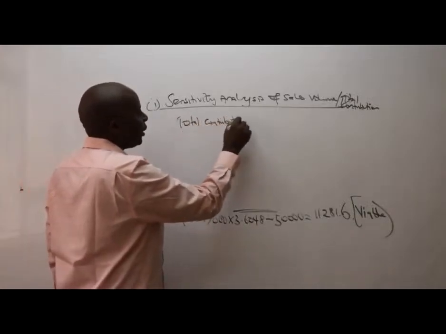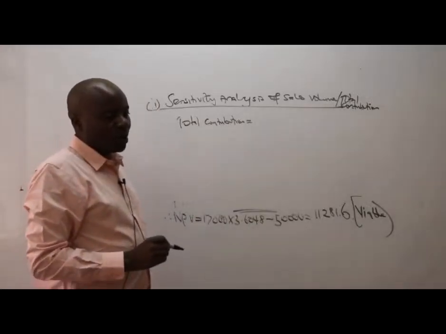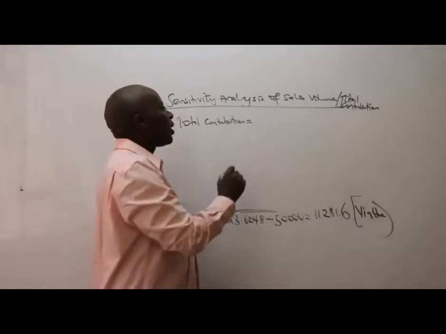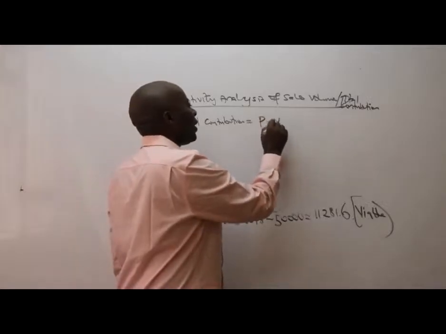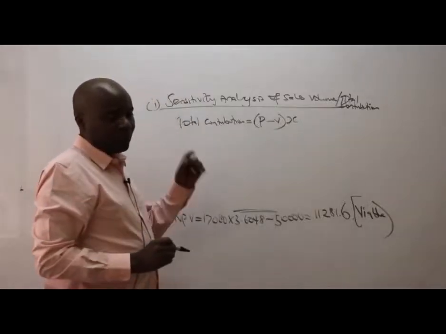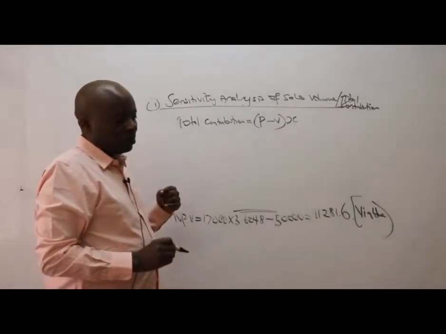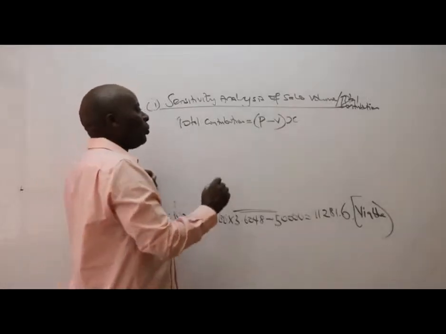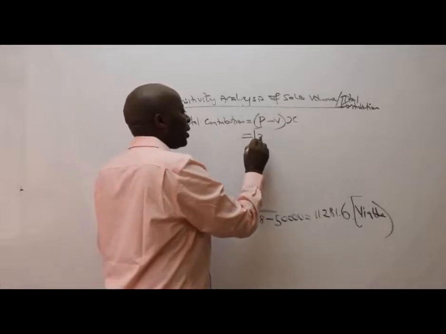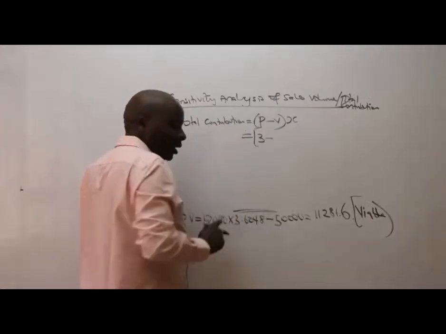So how do we get total contribution? To get total contribution, we normally take price minus variable cost multiplied by number of units. You're the ones who told me that, Mwalimu: the selling price is 3, and you told me the variable cost, I've forgotten this, I must check.